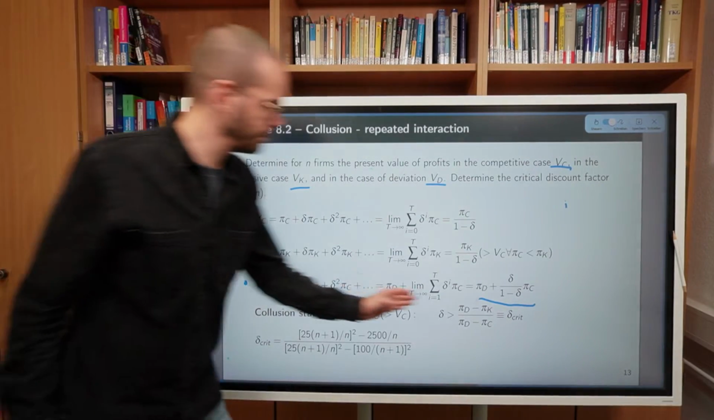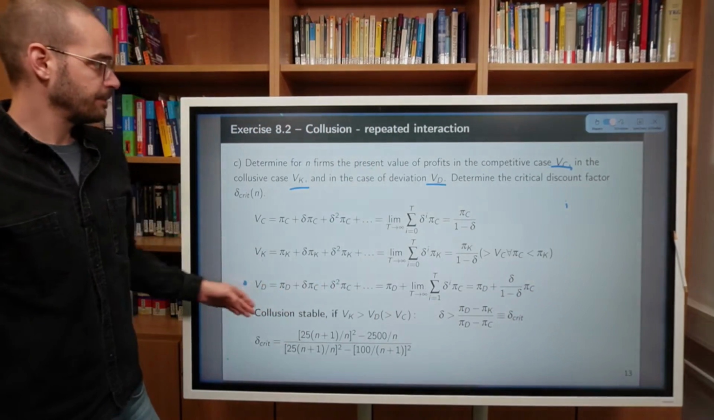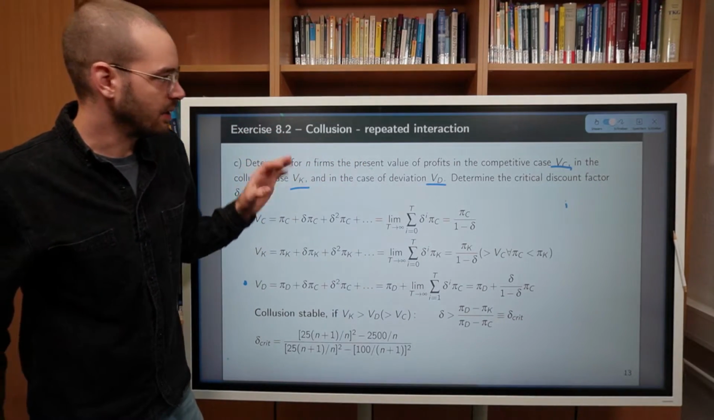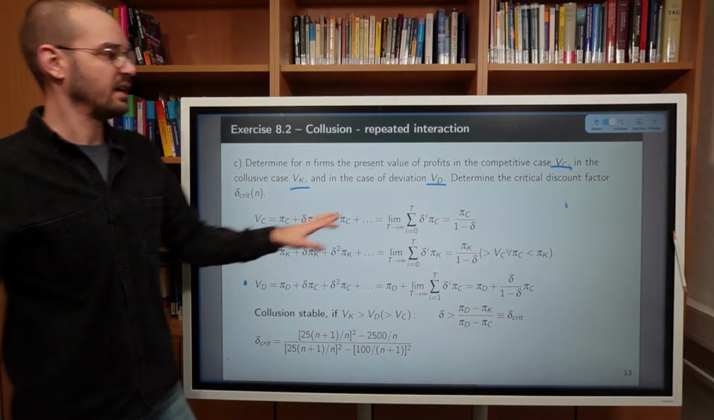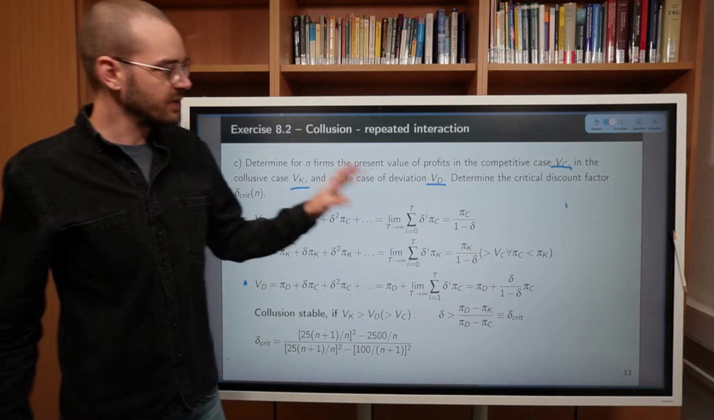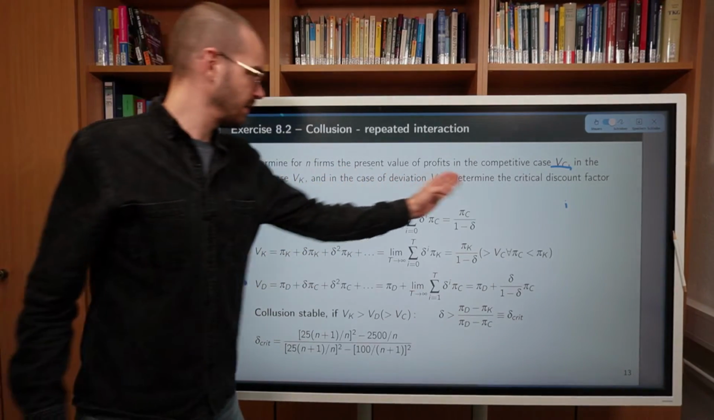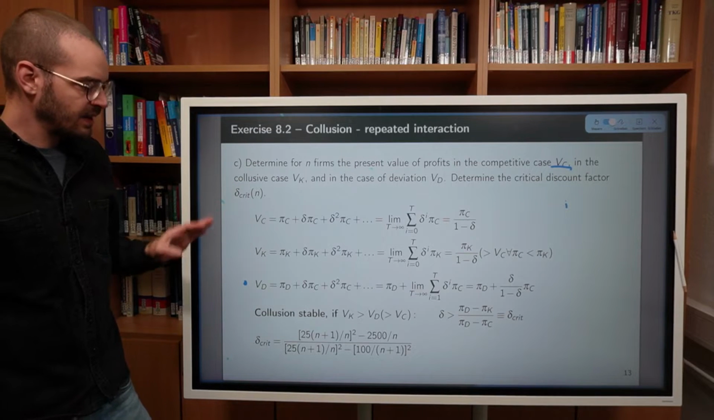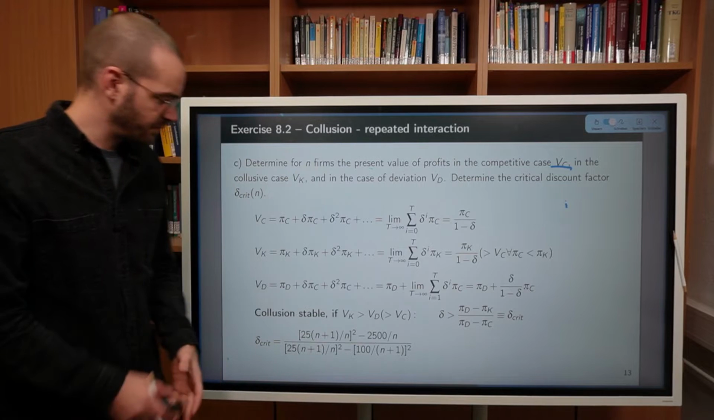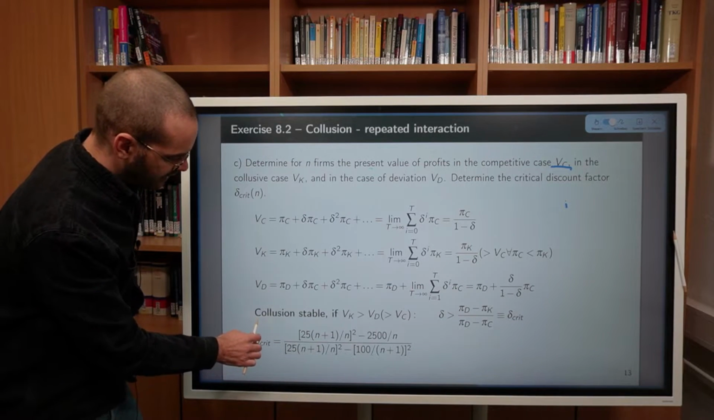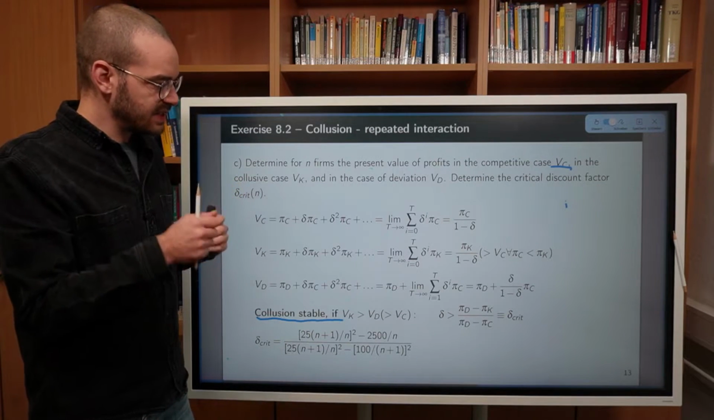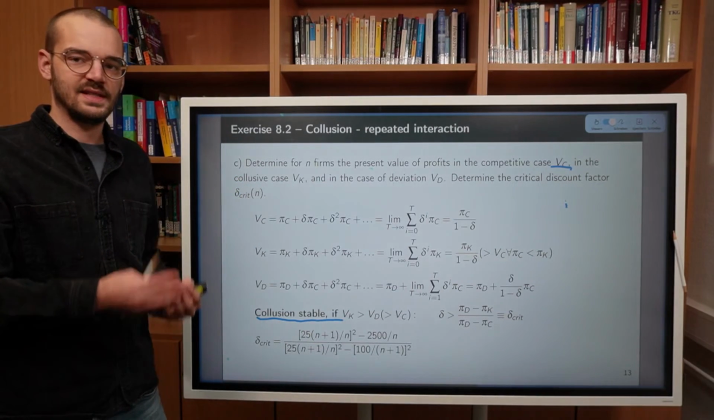All right, that is the present value of profits under competition, under collusion, and under deviation. Now finally we are asked to determine the critical discount factor, delta crit. The critical discount factor is defined as follows. The critical discount factor is that discount factor under which collusion is stable.